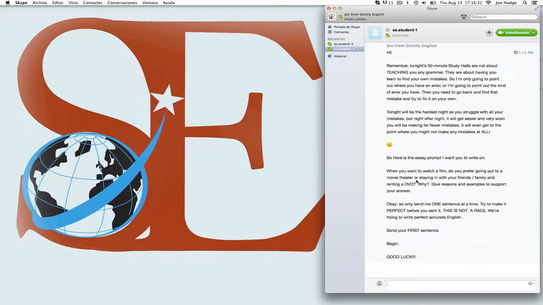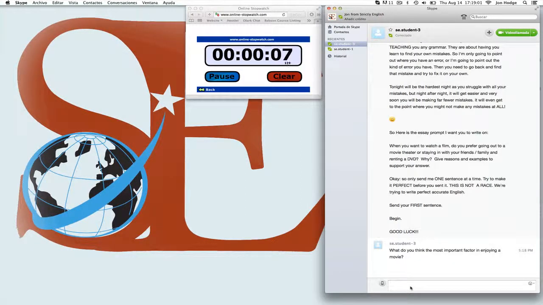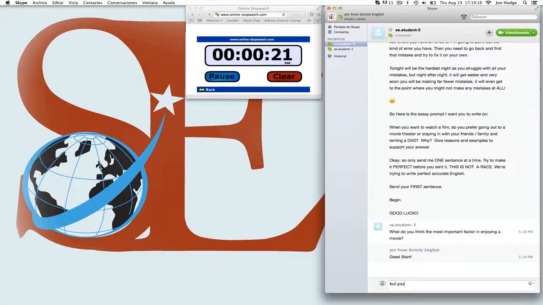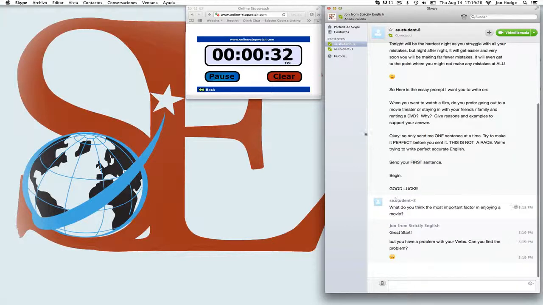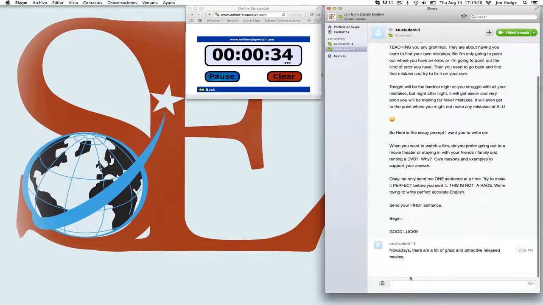For example, right here you can see that the student has written, "What do you think the most important factor in enjoying a movie?" So you can see that the student is missing a verb, but in the study hall we're not going to just tell the student that answer. We are trying to improve the student's ability to find his or her own mistakes. So instead the teacher says, "Great start, but you have a problem with your verbs. Can you find the problem?"